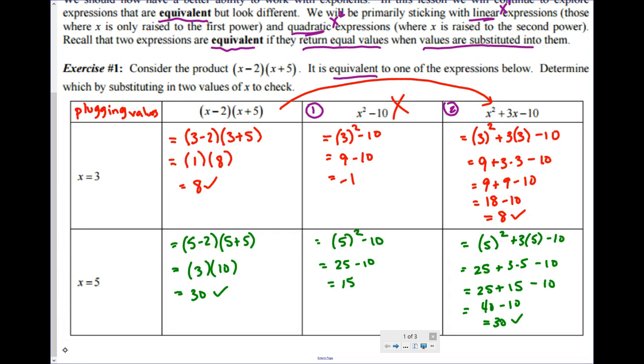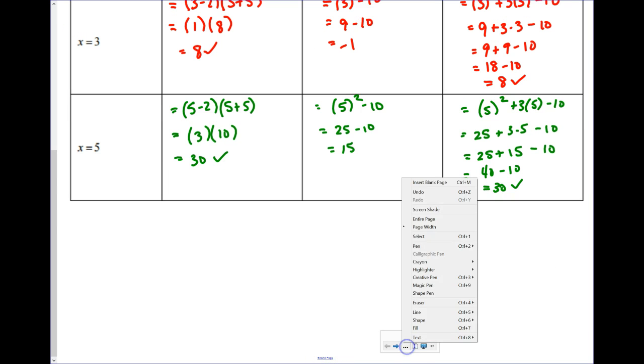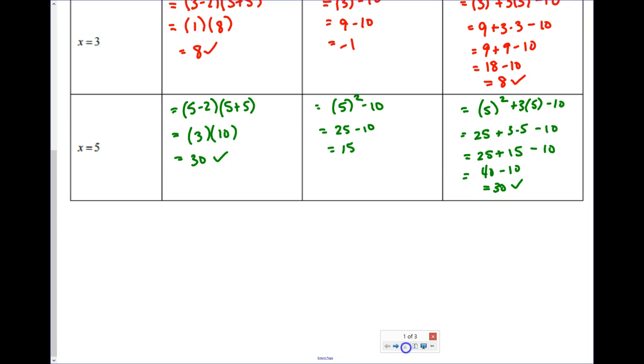Alright, welcome back. Take a look at my work. You should again see that column 1 is equivalent to column 3. And let's write this out so we can see exactly what this is telling us.